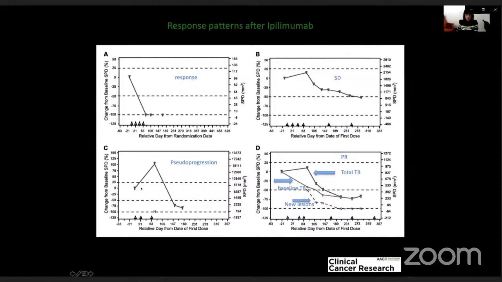The one is the pseudo-progression, as I mentioned before. In this case, you may have an increase of the tumor volume up to more than 100%, followed by a decrease of the tumor volume, like here. So we have to be aware of such a response pattern. And the most complicated response pattern, to my opinion, is this response pattern here. So in this case, we have a combination of a decrease of the total tumor volume of the baseline.